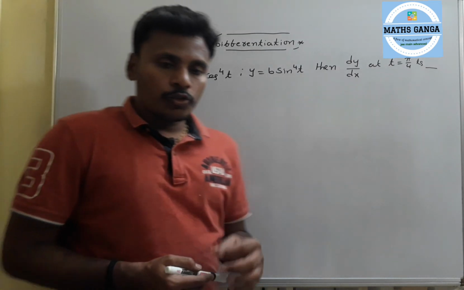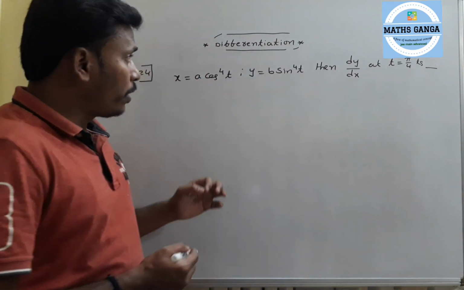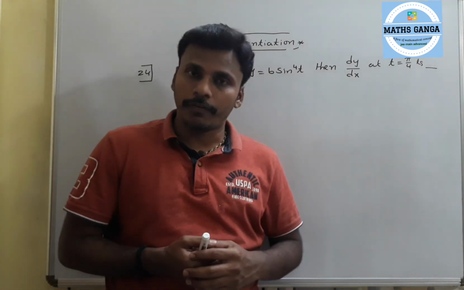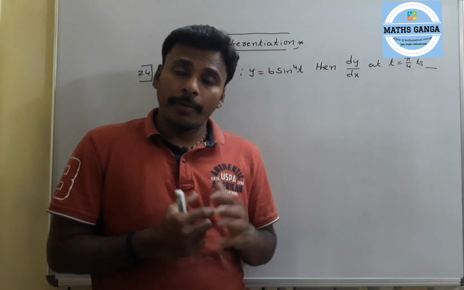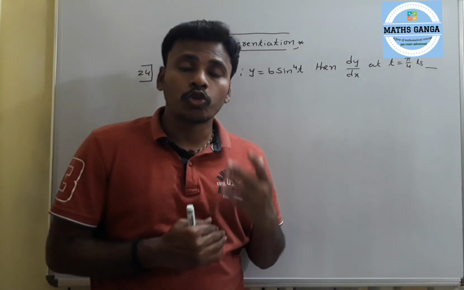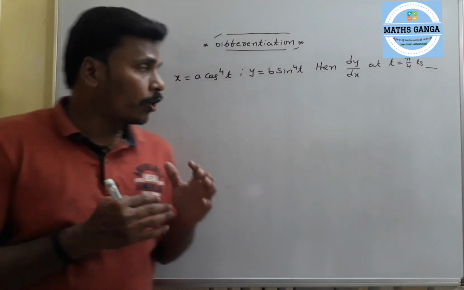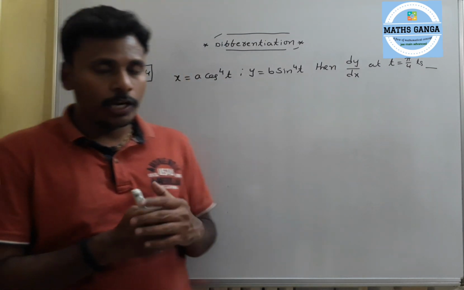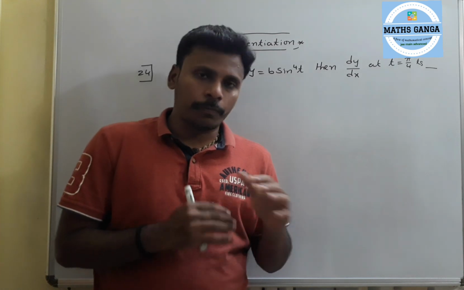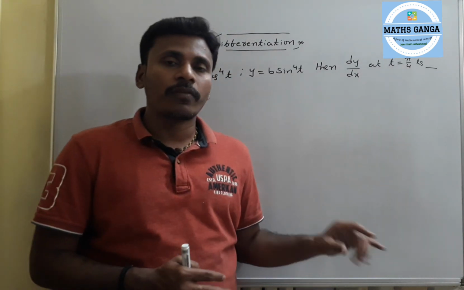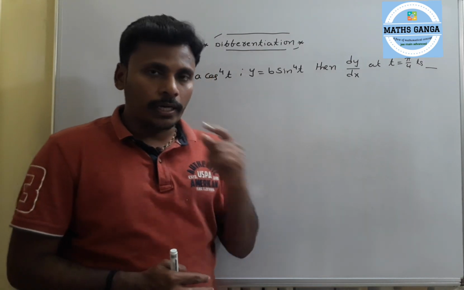24th one, x is equal to a cos^4 t, y is equal to b sin^4 t. Then we need to find dy by dx at t equal to pi by 4. Again, parametric differentiation. We need to solve just like 22nd and 23rd. First calculate dy by dt, the derivative of the function y with respect to t, then dx by dt, and then dy by dx. At last, replace t with pi by 4 to get the value.